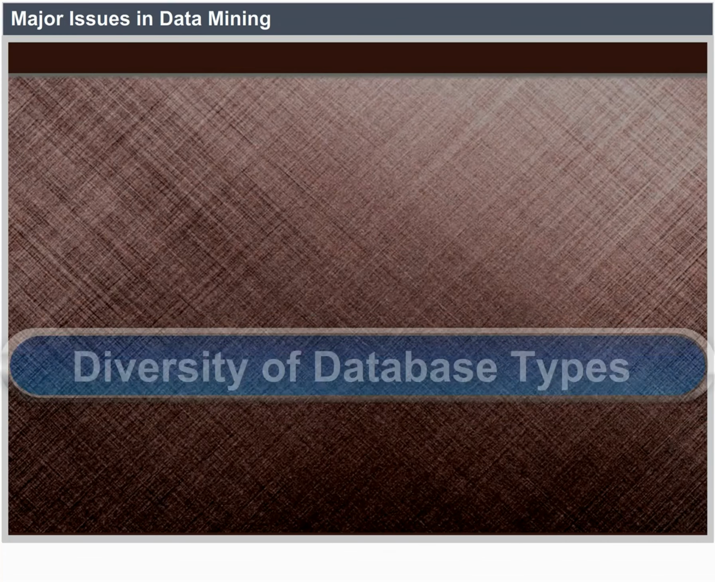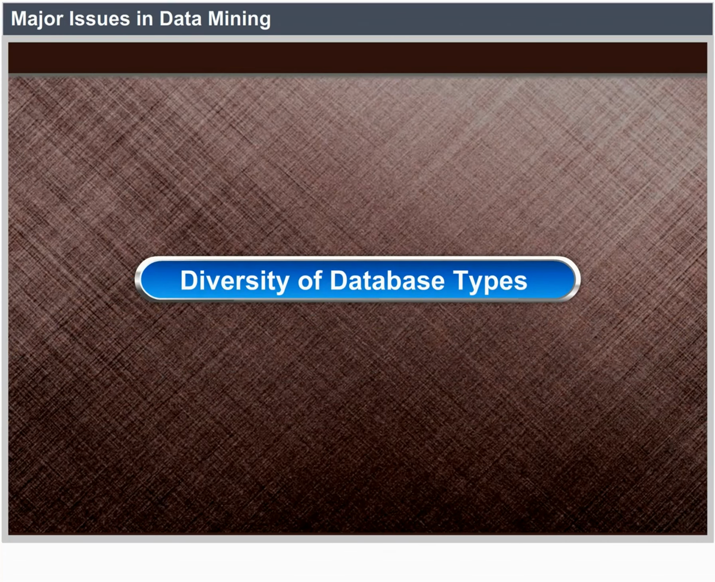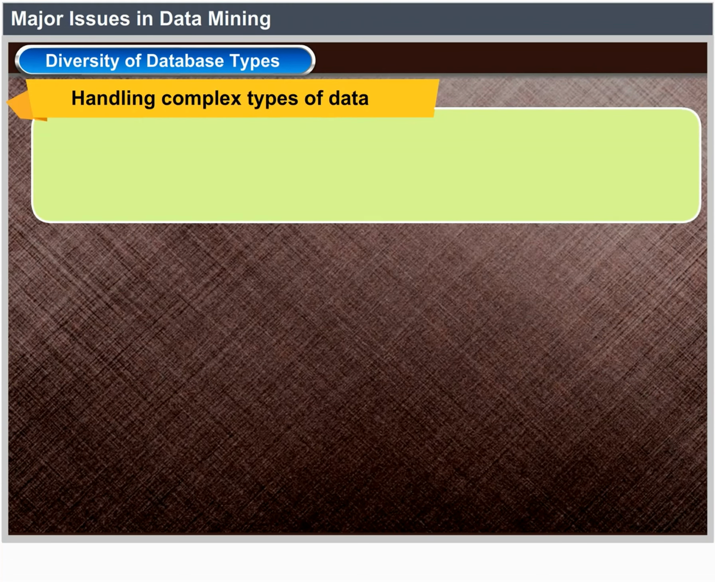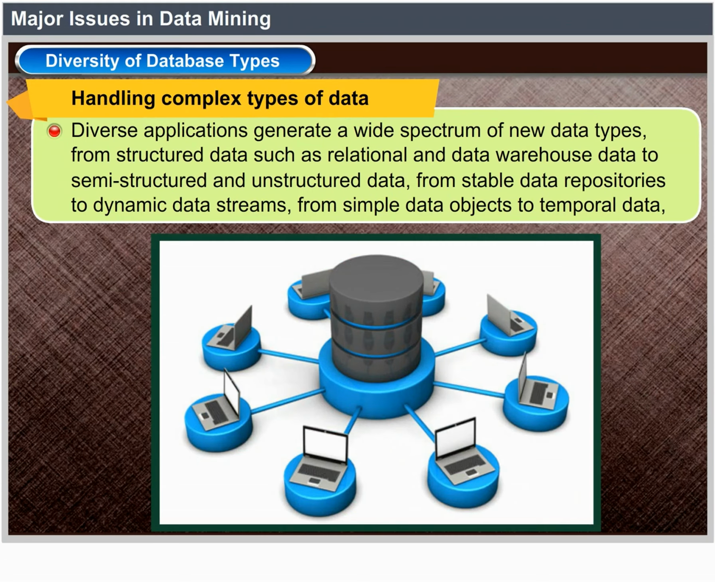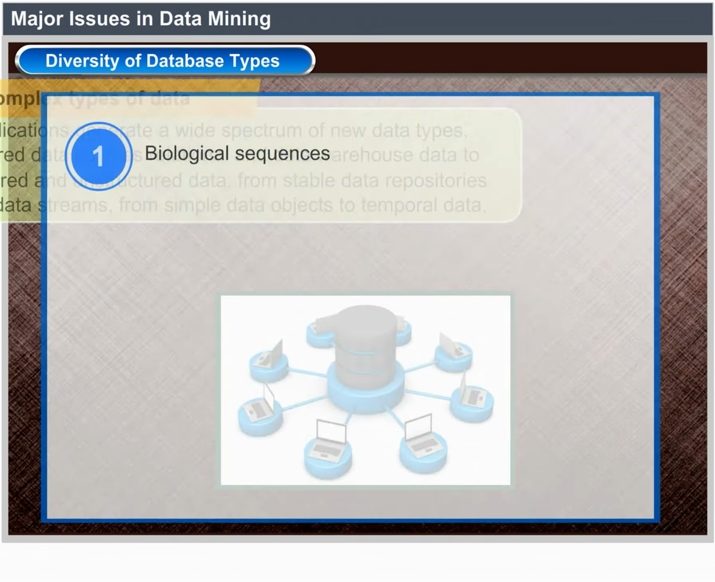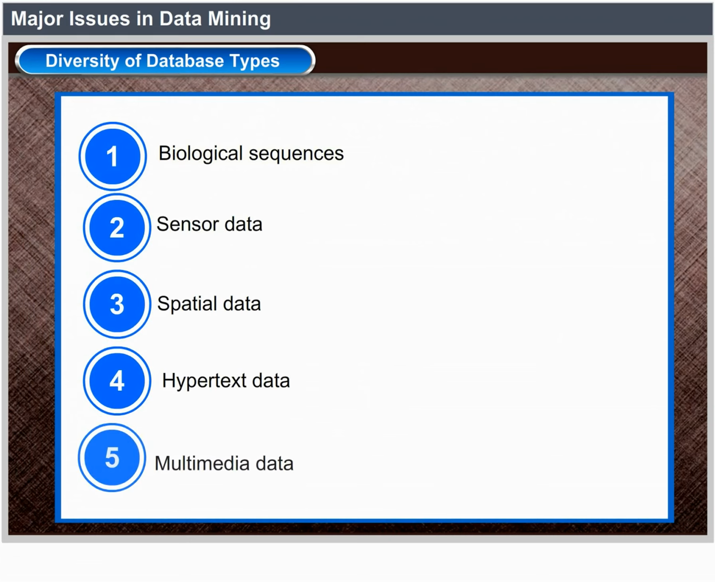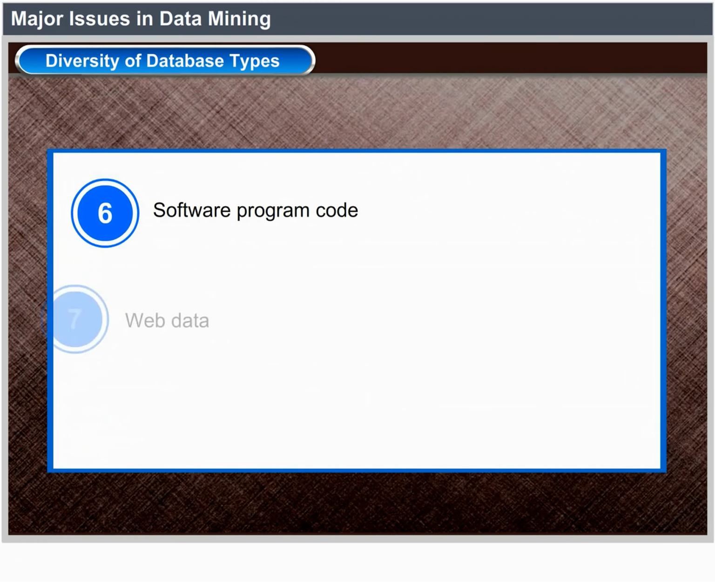Diversity of database types. The wide diversity of database types brings about challenges to data mining. These include handling complex types of data. Diverse applications generate a wide spectrum of new data types, from structured data such as relational and data warehouse data to semi-structured and unstructured data, from stable data repositories to dynamic data streams, from simple data objects to temporal data, biological sequences, sensor data, spatial data, hypertext data, multimedia data, software program code, web data, and social network data.